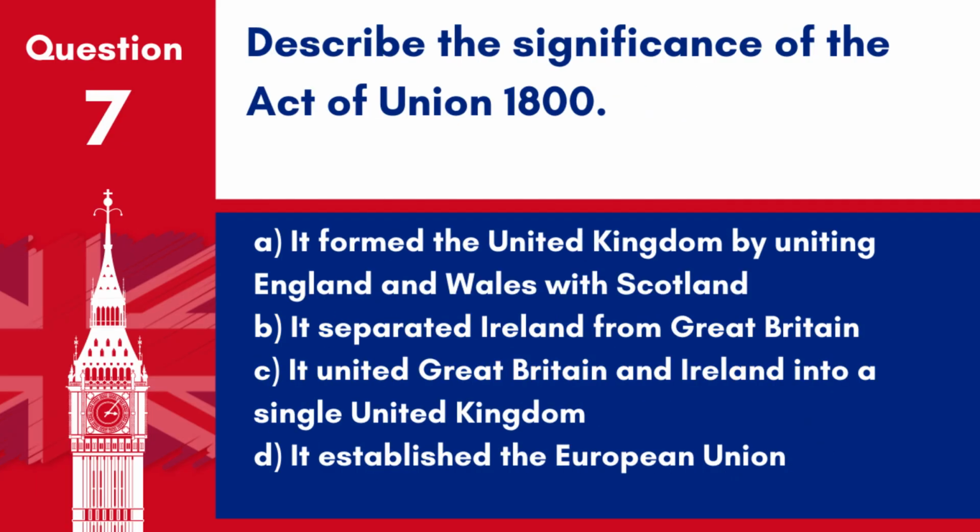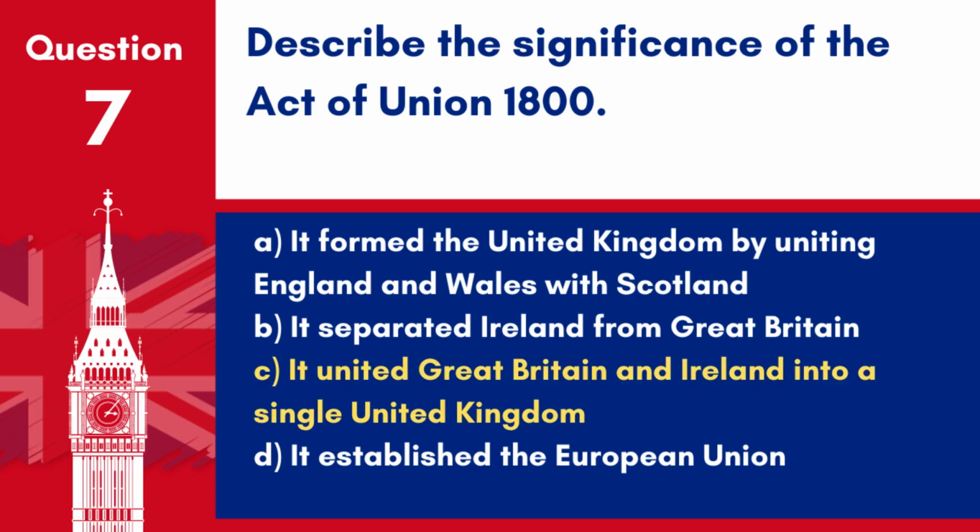Question 7. Describe the significance of the Act of Union 1800. A. It formed the United Kingdom by uniting England and Wales with Scotland. B. It separated Ireland from Great Britain. C. It united Great Britain and Ireland into a single United Kingdom. D. It established the European Union.